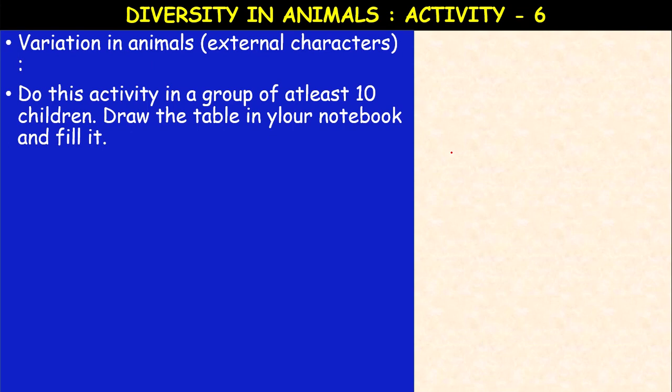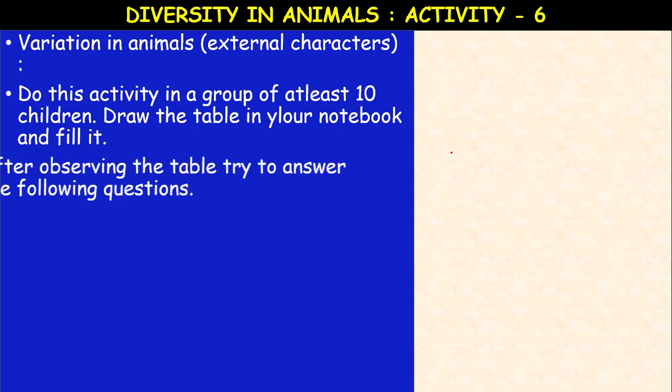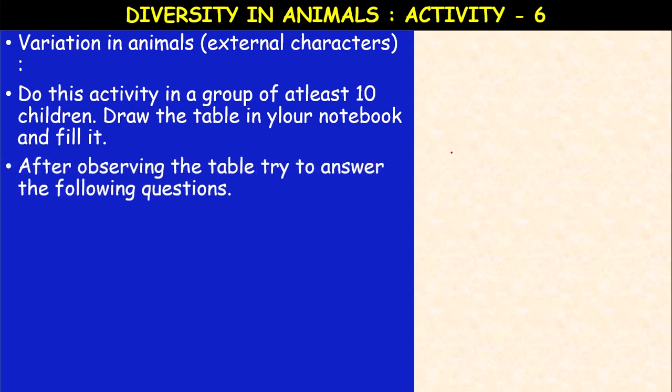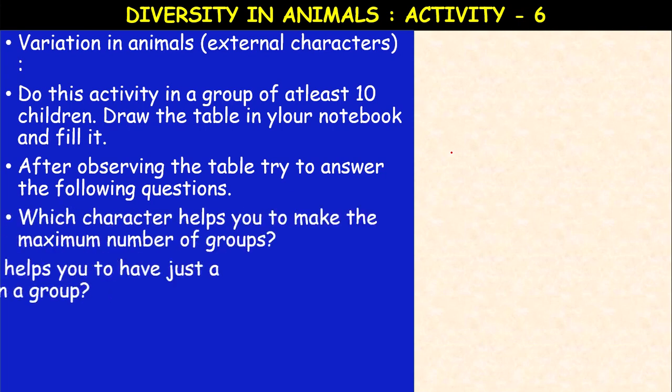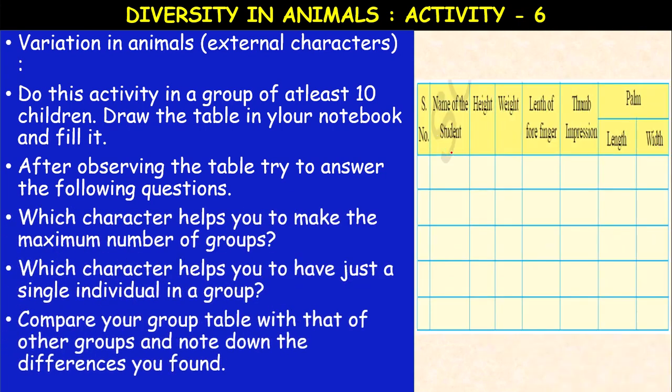You have to divide yourself into groups. Each group at least 10 children. Draw the table in your notebook and fill it. After observing the table, try to answer the following questions. So you have to fill this table. Name of the student. So we are trying to find the variations in human beings. This is the activity. Simple activity, you can easily understand.